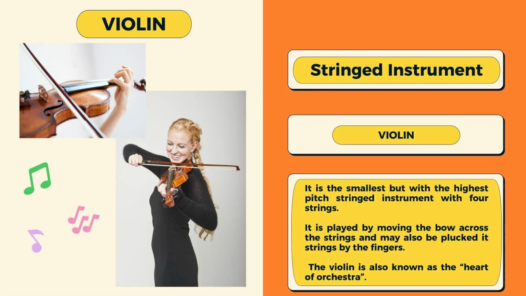Violin. It is the smallest, but with the highest pitch stringed instrument with 4 strings. It is played by moving the bow across the strings and may also be plucked at the strings by the fingers. The violin is also known as the heart of the orchestra.